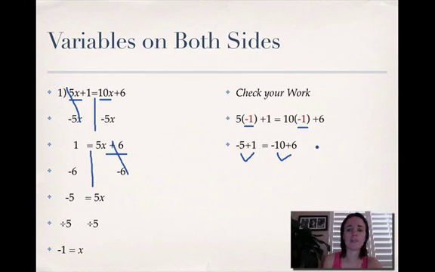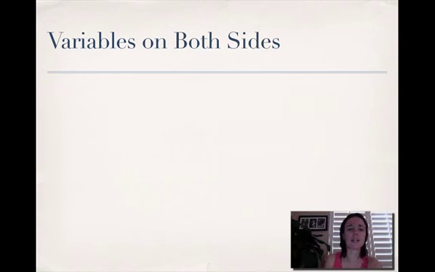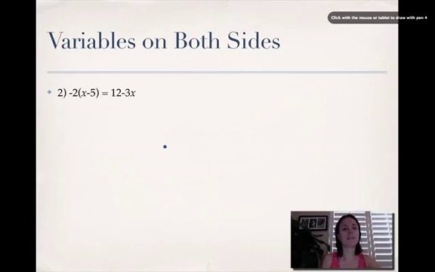So my negative 5 plus 1 gives me negative 4. Negative 10 plus 6 does as well. That's exactly what I wanted. So it's correct. I've got the right answer. Awesome. So let's take a look at number 2. So number 2 is negative 2 times the quantity x minus 5 equals 12 minus 3x.